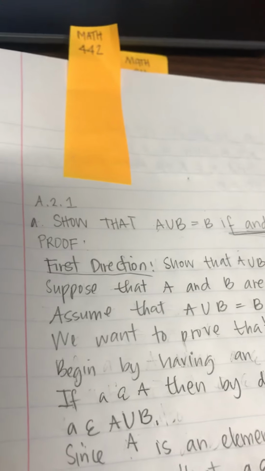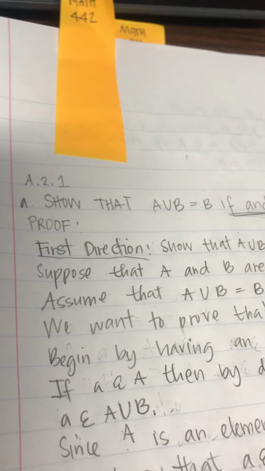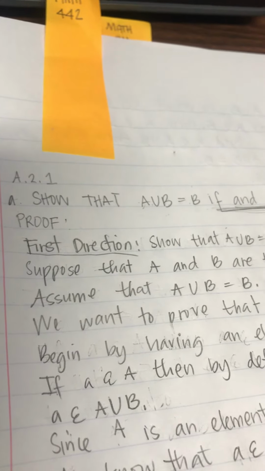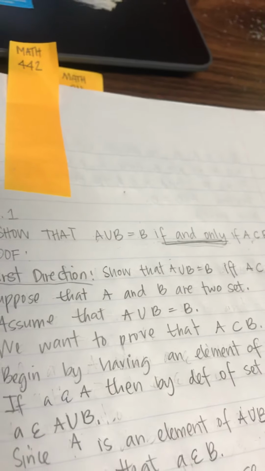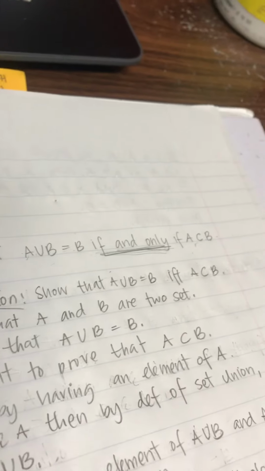Okay, so for this assignment I chose to do part A, which is show that A union B equals B if and only if A is a subset of B.